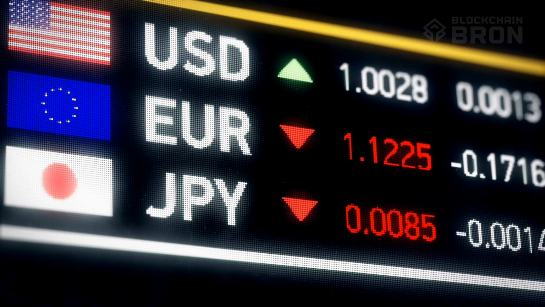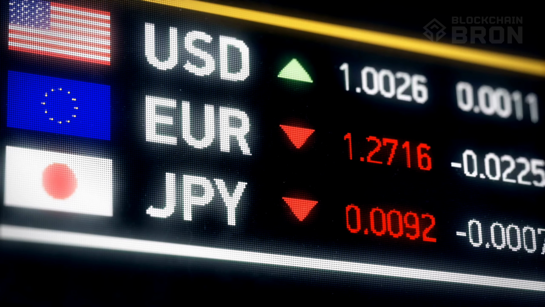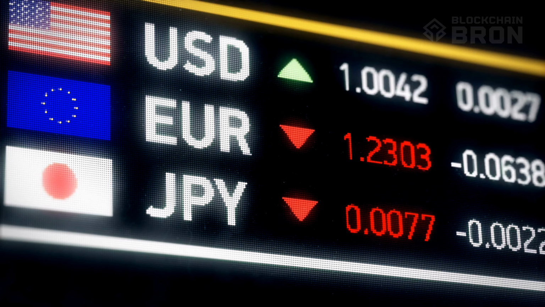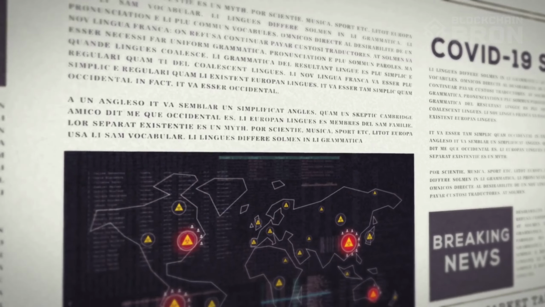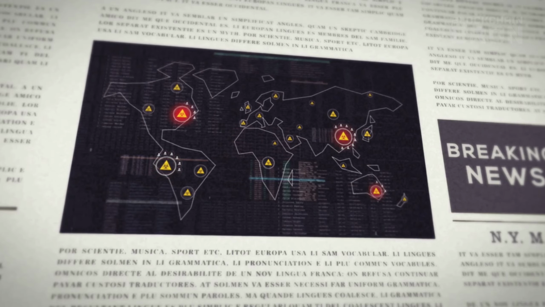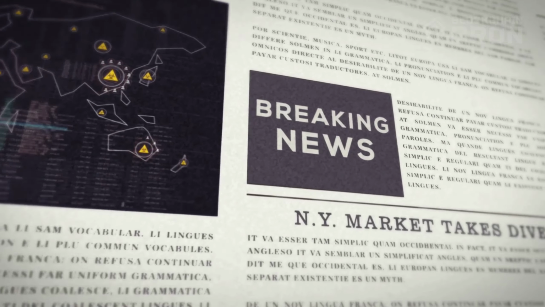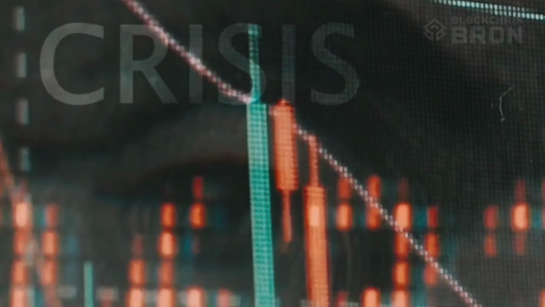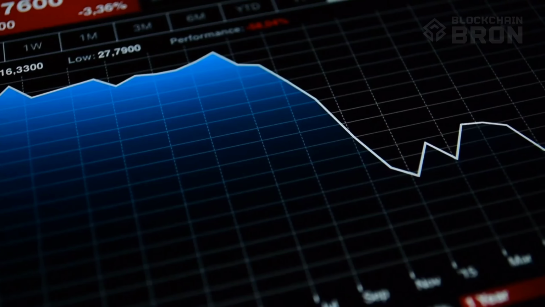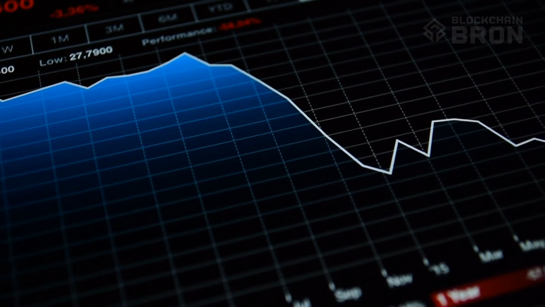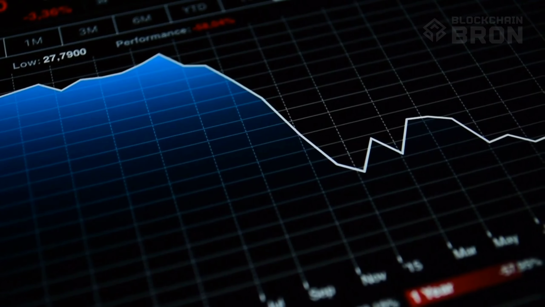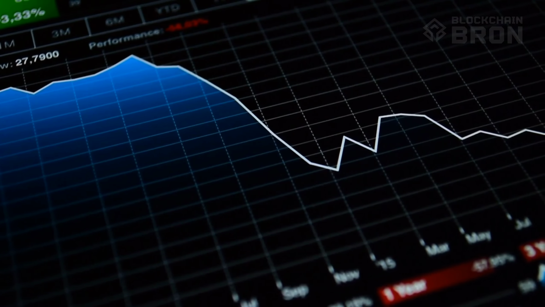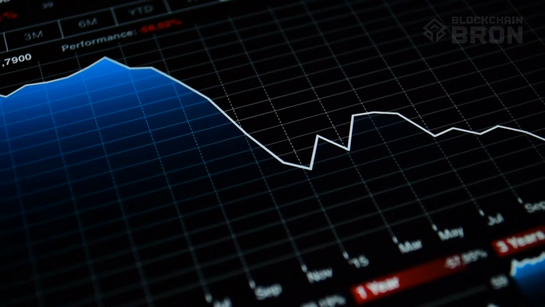The immediate aftermath of the dollar losing its reserve currency status would be a global economic earthquake. A sharp spike in interest rates would likely plunge the U.S. economy into a deep recession. The Federal Reserve might resort to unconventional measures to stabilize the financial system. However, the effectiveness of such measures in a post-dollar world is uncertain.